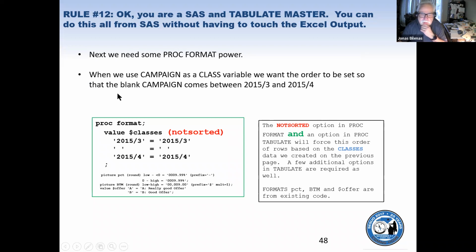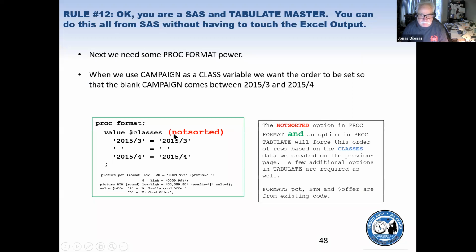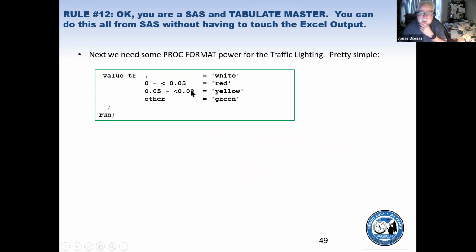And we need some PROC FORMAT. So this is another place where we're putting in blanks. You have to specify NOTSORTED, so that the formats, which are normally sorted, aren't sorted differently than what you showed here. And these are the traffic lighting colors, and luckily they spell it in the English language: white, red, yellow, green, probably pink and gray, different colors you can look at. You can look at support.sas.com and you'll find all the different colors.